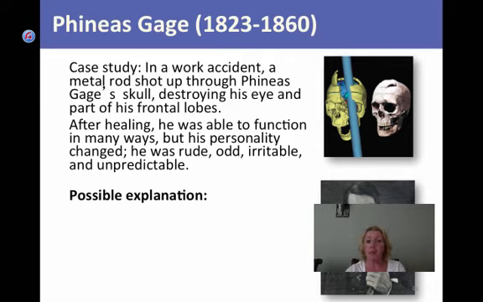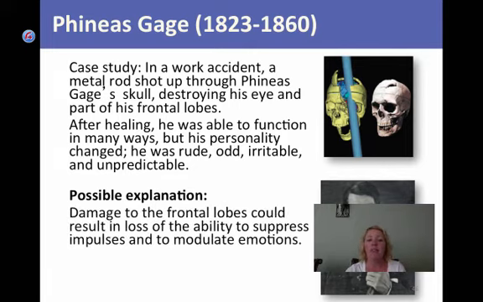Now, Phineas Gage, remember we talked about him earlier in the week. He was our guy with the railroad spike through the eye. When his frontal lobe was damaged, he became rude, odd, irritable, and unpredictable. The reason for that is that the loss of the frontal lobe resulted in the loss of his ability to suppress impulses and modulate emotions. So again, he kind of became a teenager.